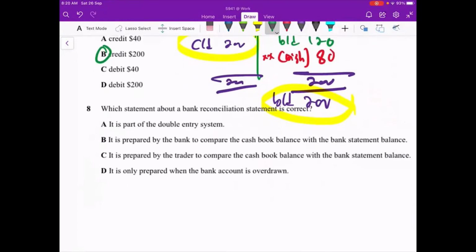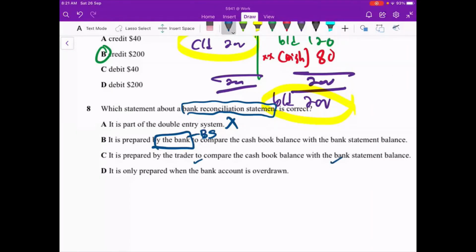Okay, question number 8. Which statement about the bank reconciliation statement is correct? First one, it is a part of the double entry system. No, it's not a part of the double entry system. It is prepared by the bank. Oh no, the bank will prepare the bank statement. The bank doesn't prepare the bank reconciliation statement. The bank reconciliation statement is prepared by the trader, by the company. Okay, it is prepared by the trader. Yes, correct. To compare the cash book balance and bank statement balance, correct.